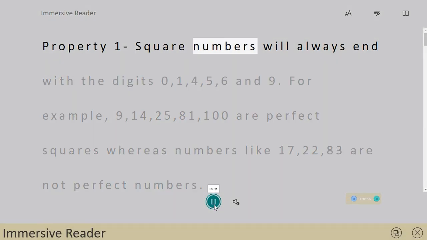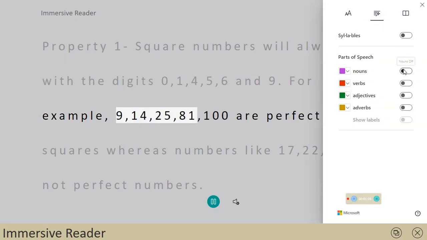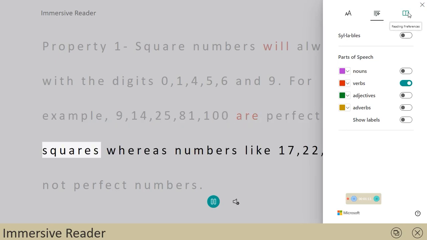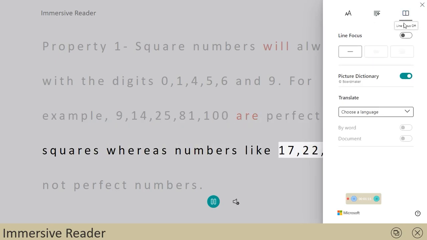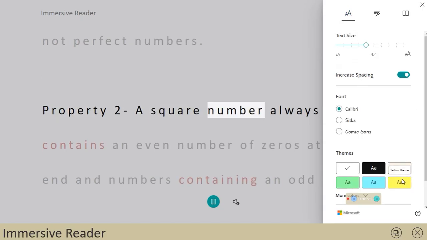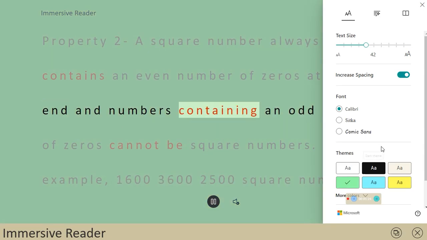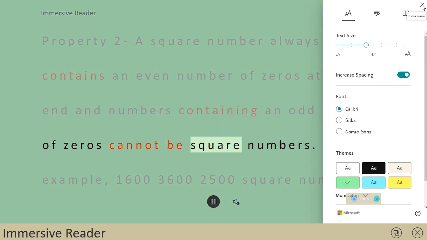Property 1: square numbers will always end with the digits 0, 1, 4, 5, 6, and 9. For example, 9, 16, 25, 81, 100 are perfect squares, whereas numbers like 17, 22, 83 are not perfect squares. Property 2: a square number always contains an even number of zeros at the end, and numbers containing an odd number of zeros cannot be square numbers.